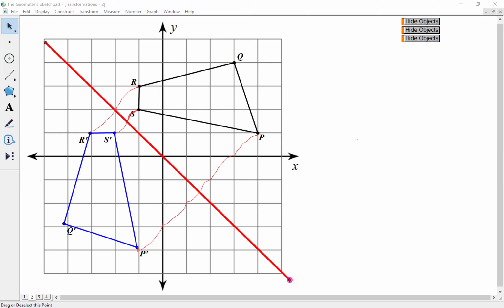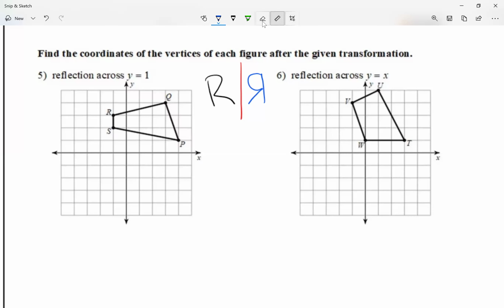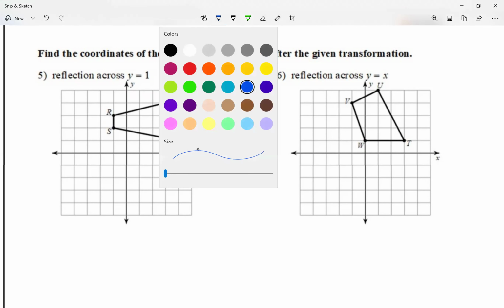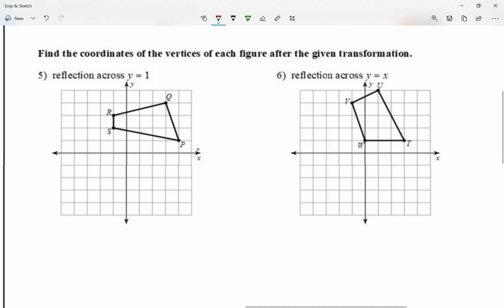Okay, so let's take a look at our work here. First of all, I have to identify the mirror line. Okay, so with red, let me identify the mirror line. It says I'm going to reflect this across y equals 1. Hmm. I know the x-axis is pretty simple. It's the one horizontal. I know the y-axis is vertical.